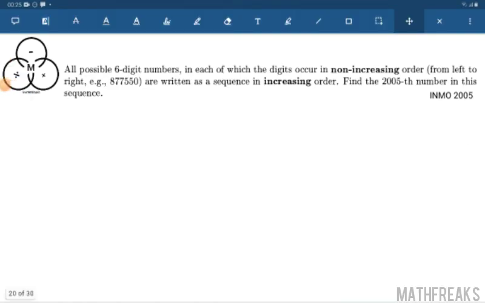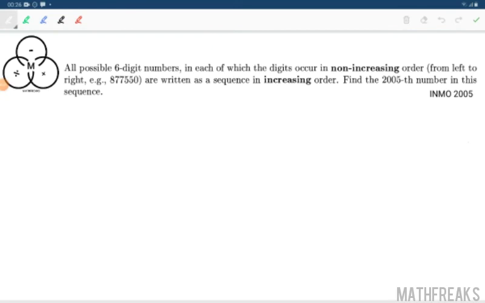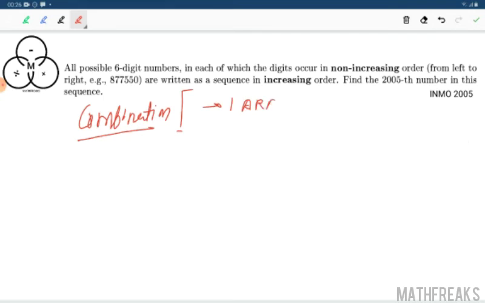How we will approach it? The approach is very simple. The first thing to feel is that this is a question of purely combination, purely combination, because for every set of numbers there is only one arrangement. There is only one possible arrangement for every set of numbers.